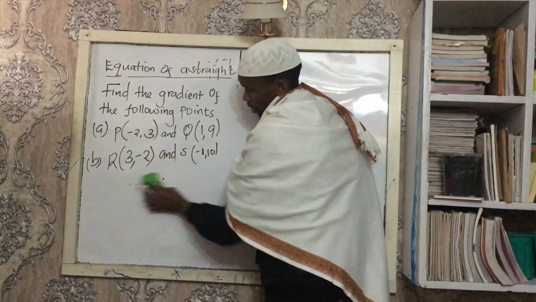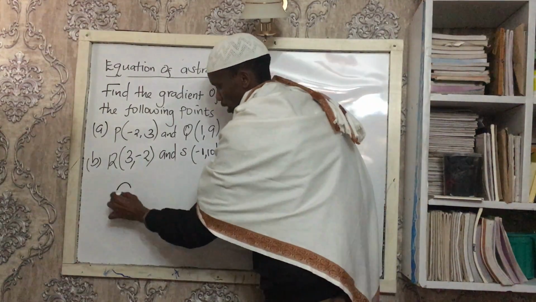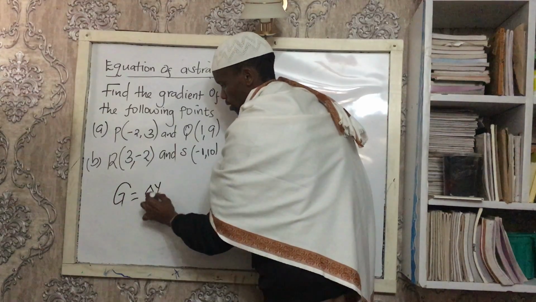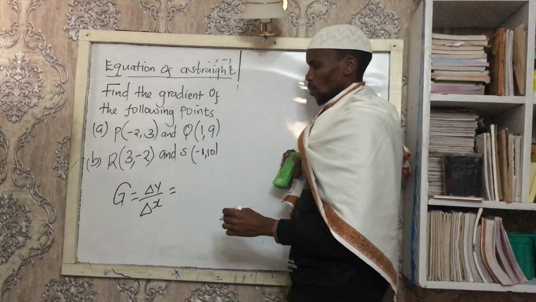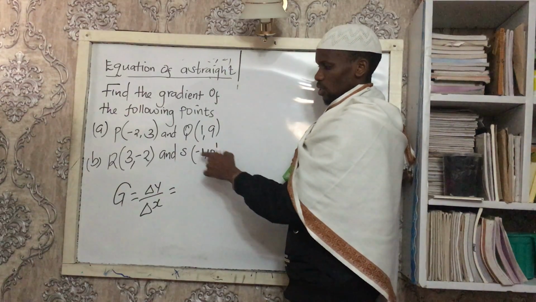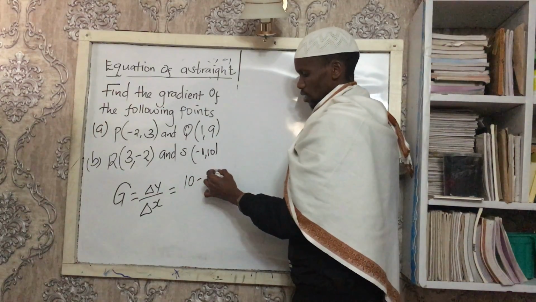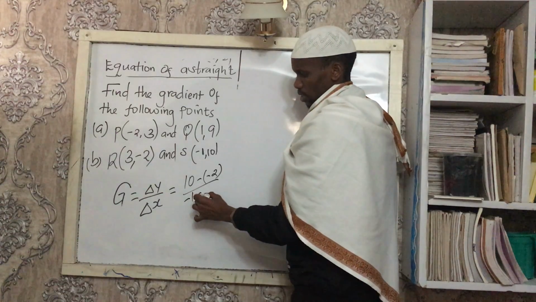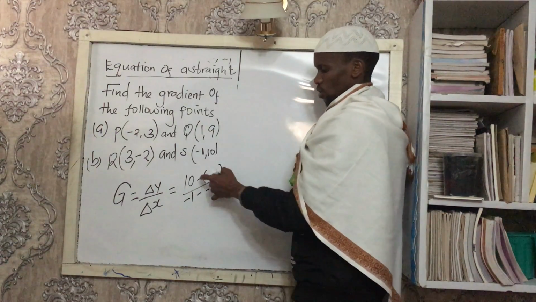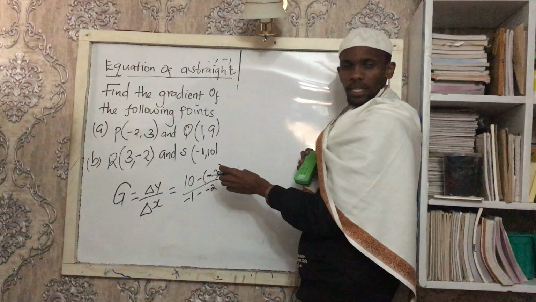The other one is this one. Gradient is equals to, again, change in y over change in x, right? Change in y. Y was minus 2, it changed to 10, right? 10 minus minus 2, over minus 1 minus 3. So 10 minus minus 2 is what? 12, right?